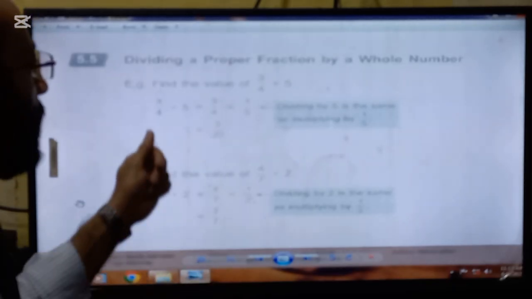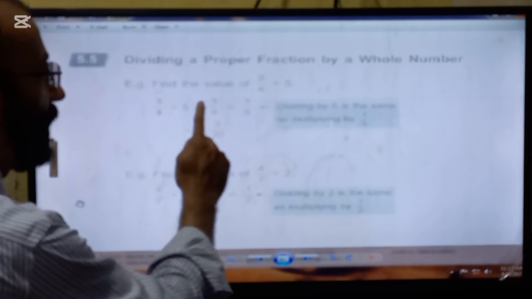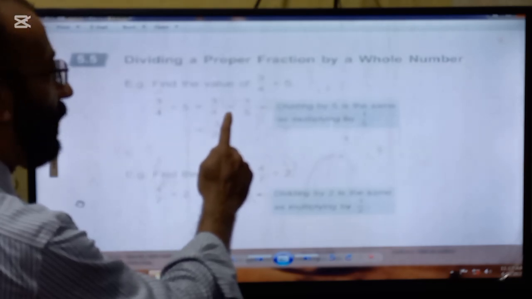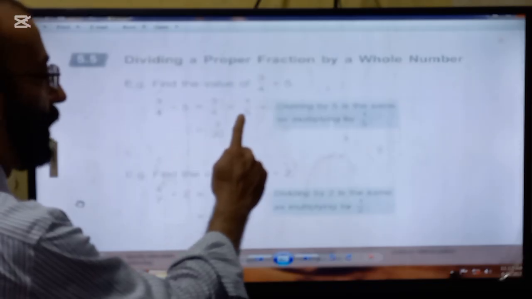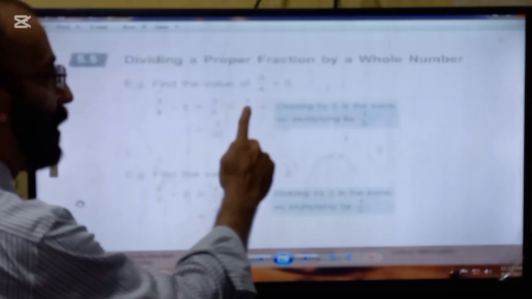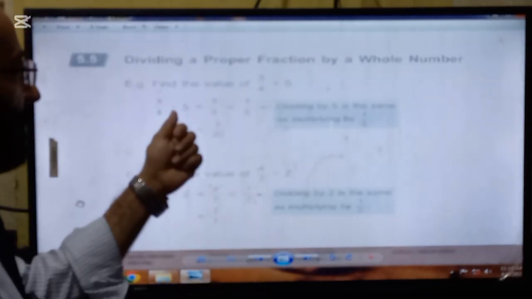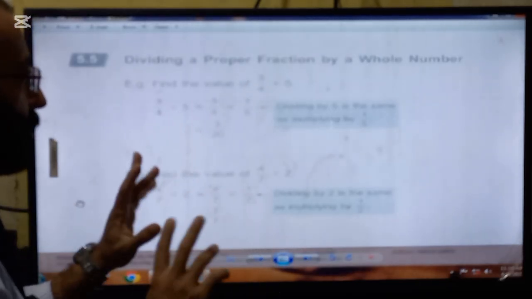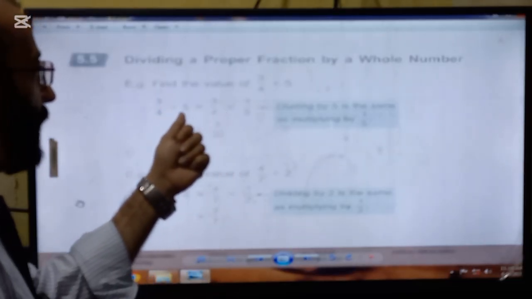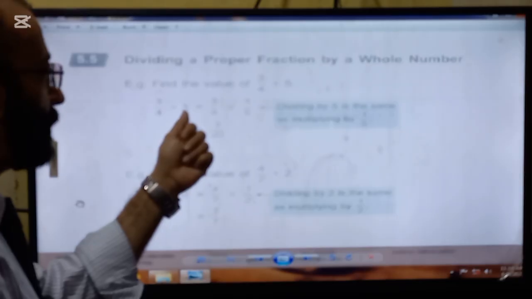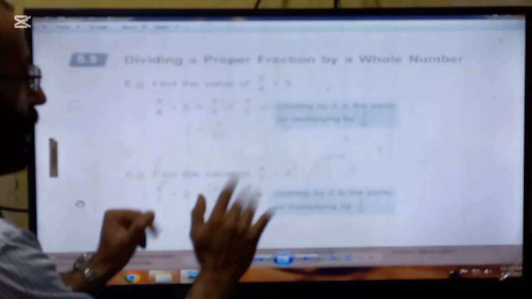The technique in this kind of question is to convert the division sign into multiply and take the reciprocal of the value that is given after the division sign. So here is 5, so we will put 1 by 5. We have to take the reciprocal of the value given after the division sign. So there are two steps. First, convert the division sign into multiply, and then take the reciprocal of the second value. So 1 by 5. This is the stage now.